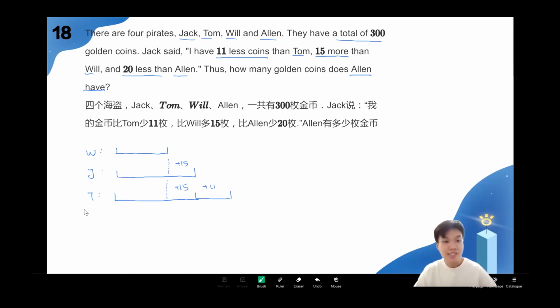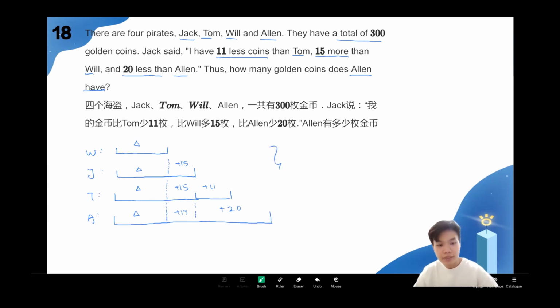Lastly, Jack has 20 less than Alan, which also means Alan has 20 more than Jack. It has 20 more than Jack. And here is the part representing 15. These are all equal right here.